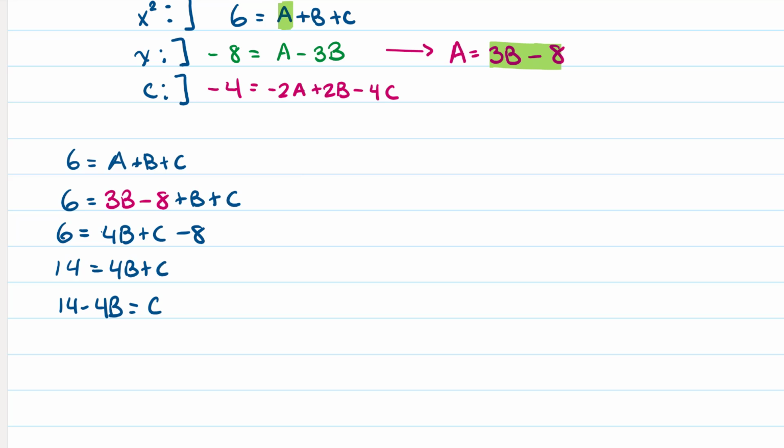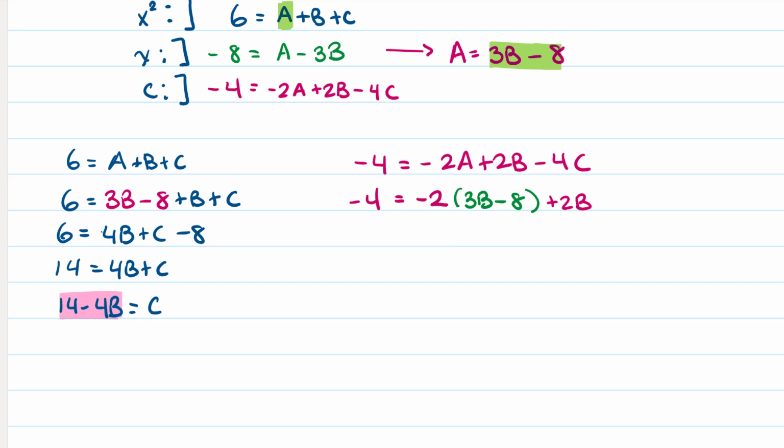Now I need to use the last equation that I made. So I'm going to use negative 4 is equal to negative 2A plus 2B minus 4C. And now I'm going to use A equals 3B minus 8 and C equals 14 minus 4B. I'm going to plug all of those in. So I get negative 4 is equal to negative 2 times 3B minus 8, plus 2B minus 4 times, and then C is 14 minus 4B.